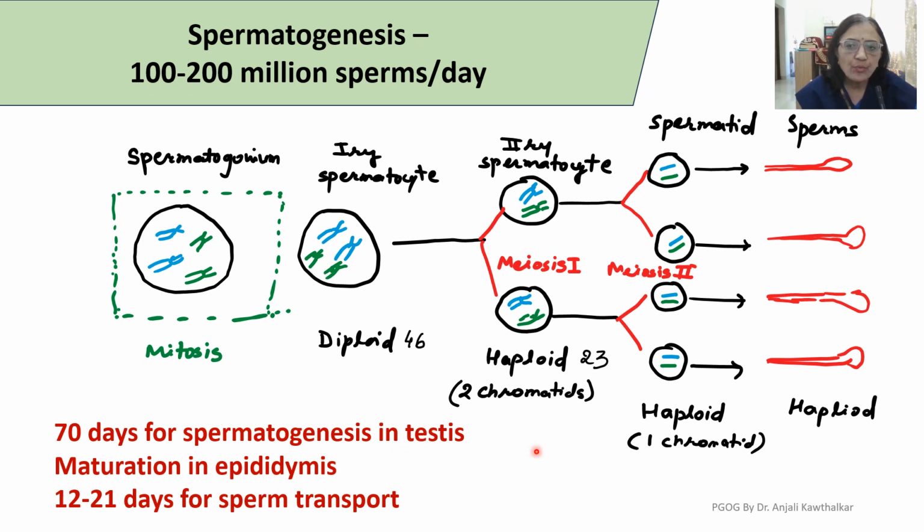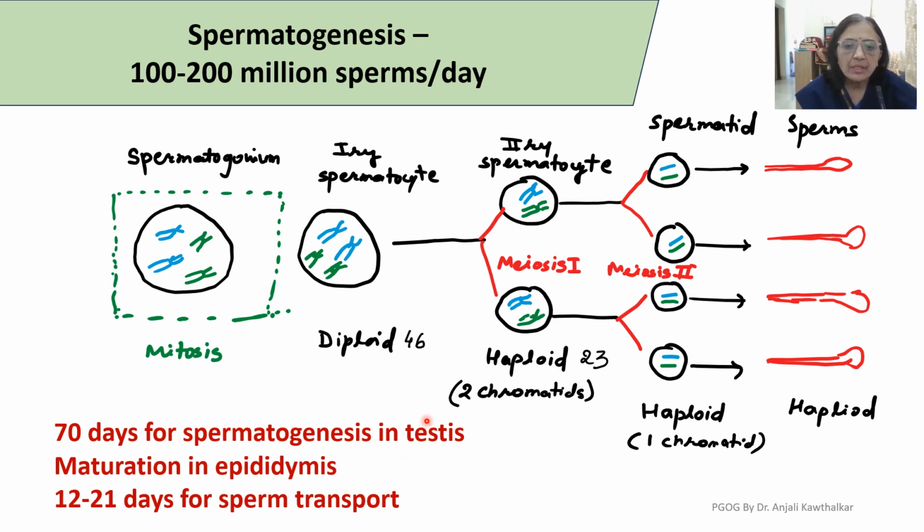The sperms formed are stored in the epididymis, and further maturation of the sperms also takes place in the epididymis. Then the transport of the sperms takes a further 12 to 21 days. That is why we say that whenever we do semen analysis, it shows us the status of spermatogenesis around 90 days before the time the semen was collected.